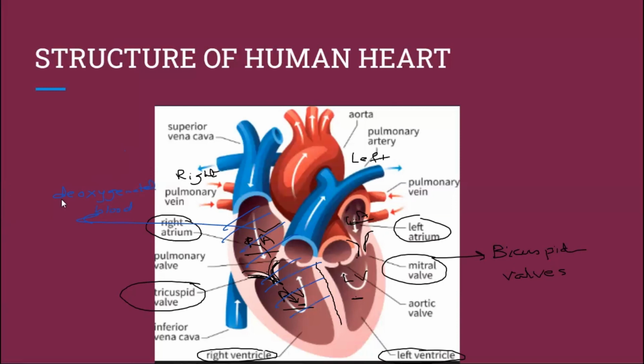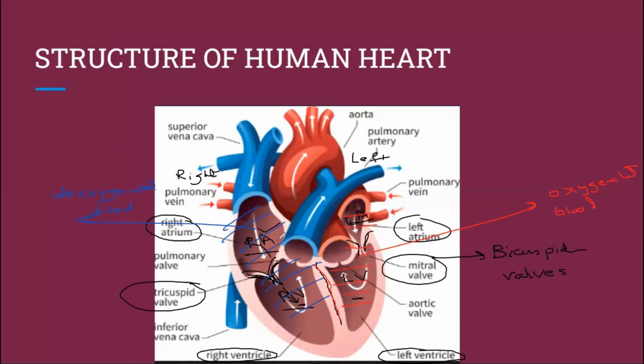And the left part of our heart contains oxygenated blood. So this part contains oxygenated blood, which is rich in oxygen. So these two bloods never mix up with each other. Why? Because there is a septum right in the middle of the heart. And these two types of blood are going to two different regions of our body, which we will see when we do the blood circulation.